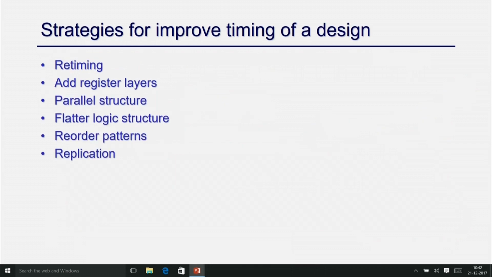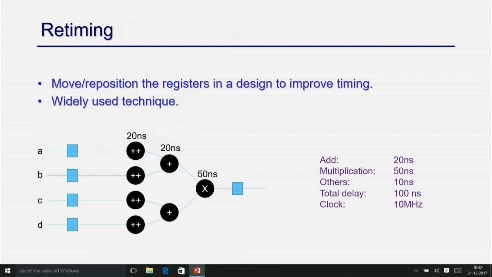Okay. So, there are several widely used techniques. One of them is retiming, and the next technique is adding register layers. Then we can also parallelize some structures, flatten logic structures, reorder paths, or replication, right. These are all the techniques that are applied to improve your timing. So, we are going to discuss them briefly. Okay. So, first we are going to talk about retiming.